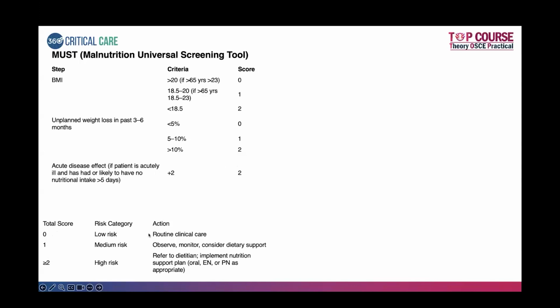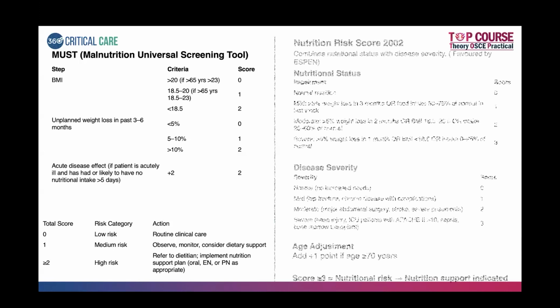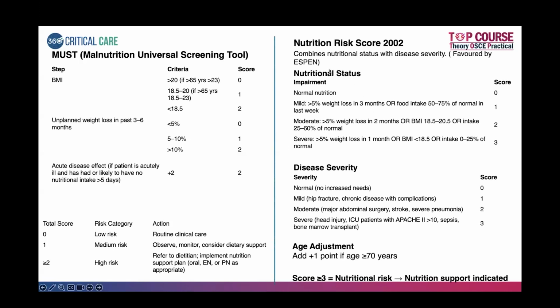If it is low risk, you go with routine clinical care. Medium risk, you observe, monitor, and consider dietary support. If it is high risk, then refer to a dietitian and implement a nutrition support plan, either oral, enteral, or parenteral as appropriate. So for MUST, you need to keep 3 things in mind: one is the BMI, unplanned weight loss, and an acute disease effect with decreased nutritional intake for a period of more than 5 days. Then you have the NRS.